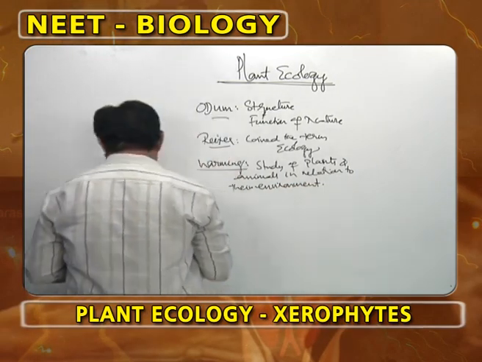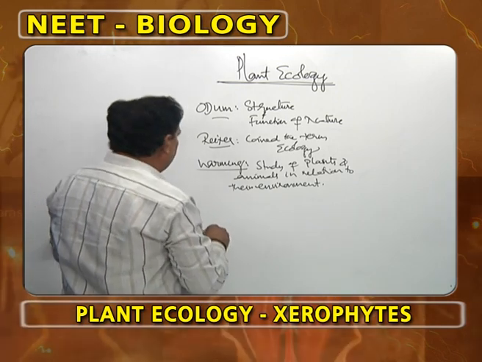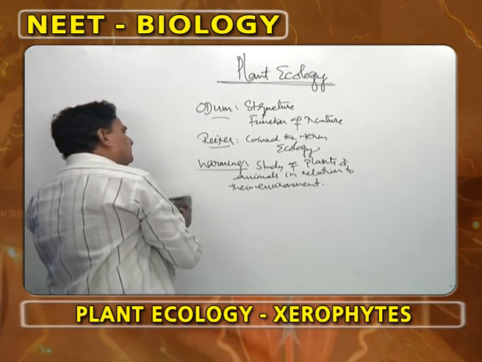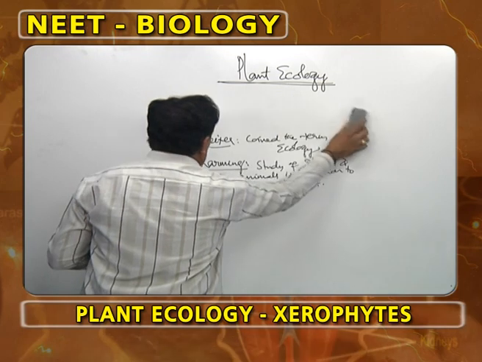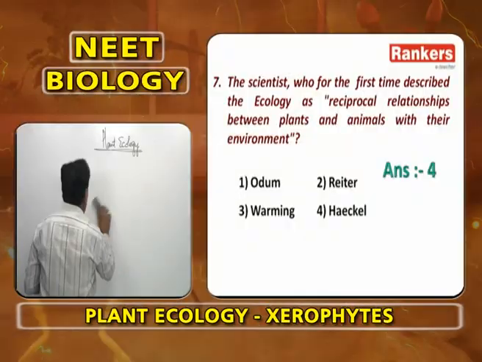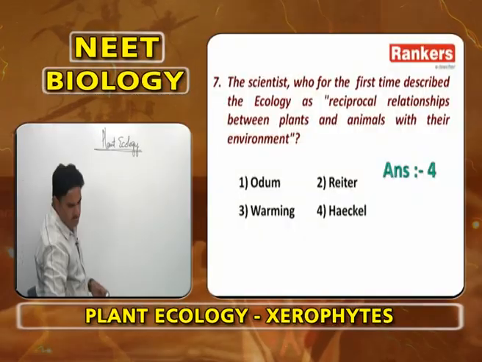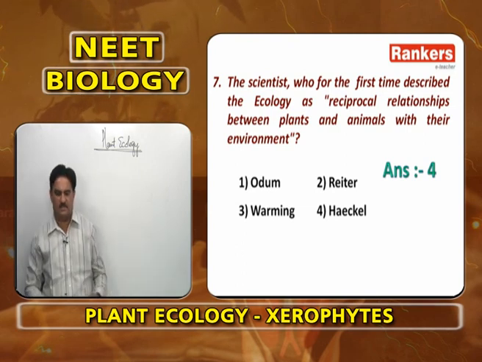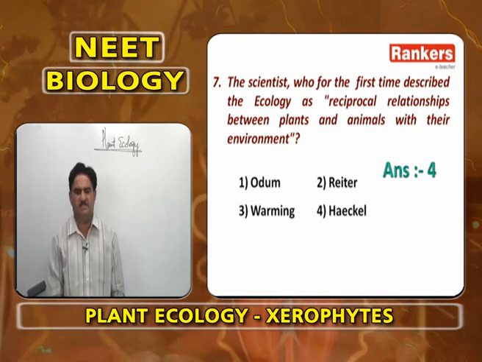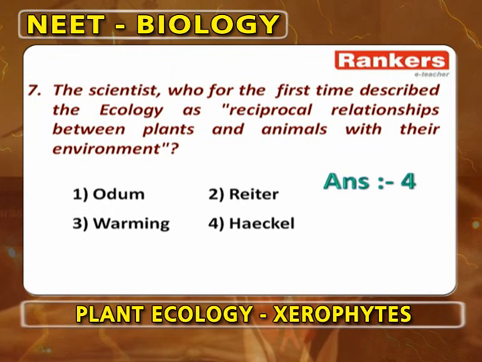So these are the statements given by different scientists. Odum, structure and function of nature. Reiter coined the term ecology. Warming, study of plants and animals in relation to their environment. So the scientist who for the first time described ecology as reciprocal relationship between plants and animals with their environment is Haeckel.